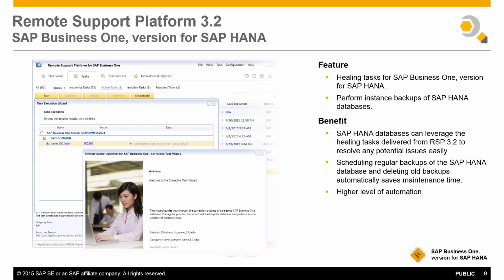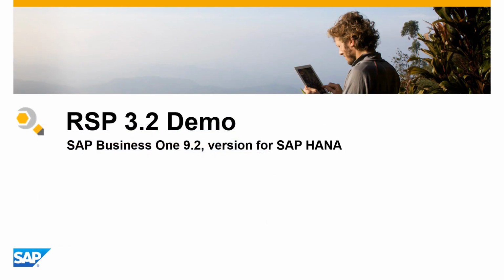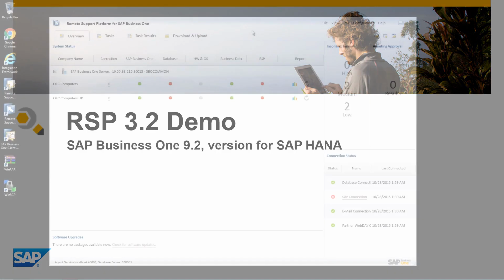Some of the key benefits include SAP HANA databases leveraging the healing tasks that are delivered from the Remote Support Platform 3.2 to resolve any potential issues easily. You can now schedule regular backups of the SAP HANA databases and delete any old backups automatically, saving maintenance time. All of this promotes a higher level of automation. So let's check out the Remote Support Platform 3.2 for SAP Business One version for SAP HANA.